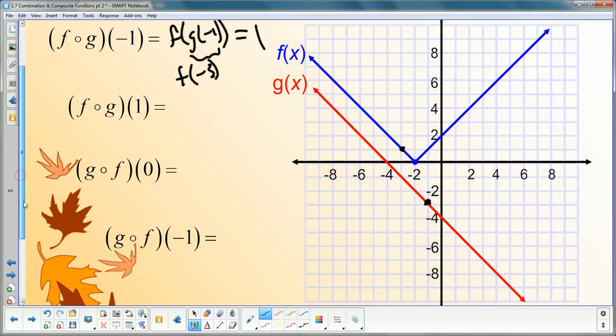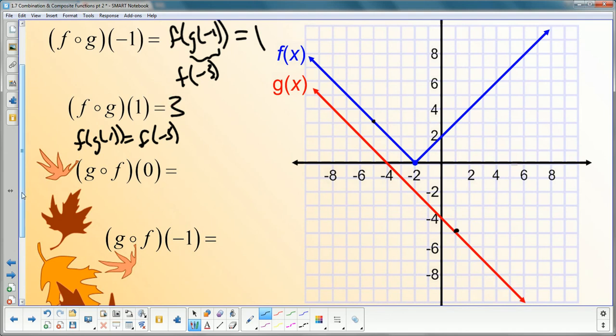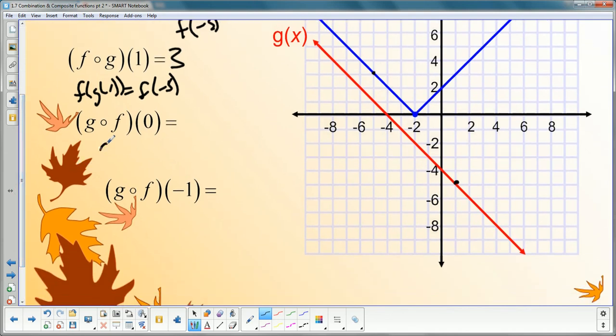Okay, the second piece again, here I'm looking at f of g, so I'm going to start with my g of x, because really this is asking what is f of g of 1, meaning g of 1 is going to be at negative 5, so I'm asking what is f of negative 5. If I go to negative 5, f of x is right there at 3, so f of g of 1 is 3. It changes order, it changes what we're going to look at first.